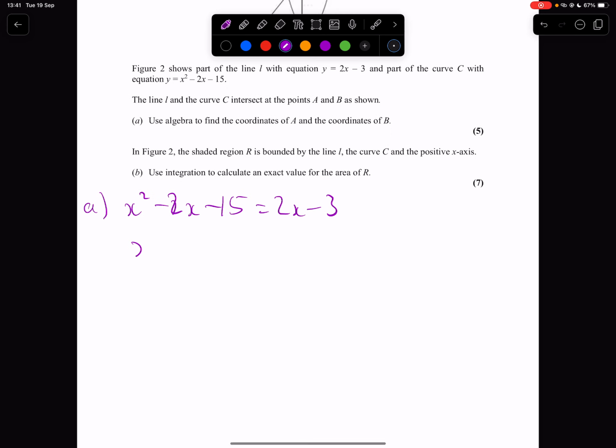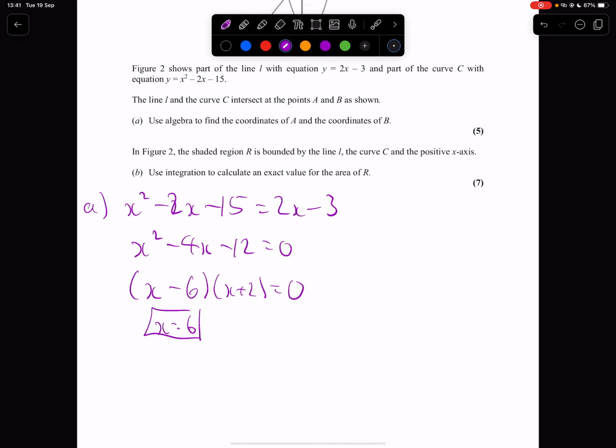So to solve this, get everything on the same side and set it equal to 0. So it happens when x squared minus 4x minus 12 is equal to 0, or when x is 6 and when x is negative 2.